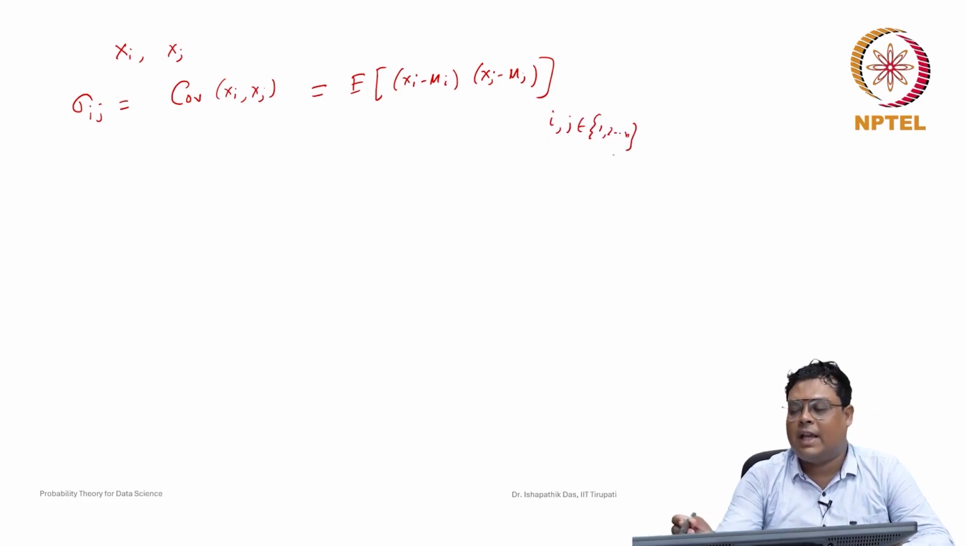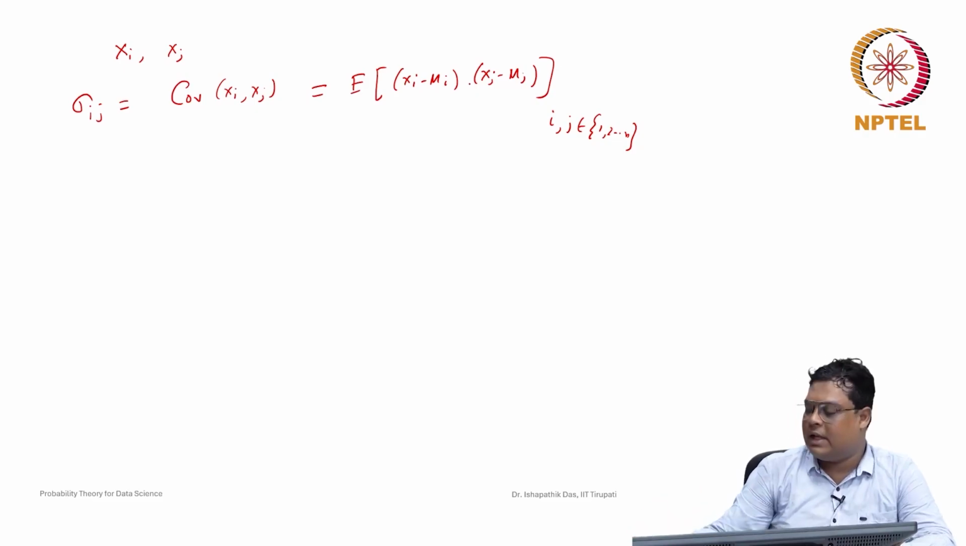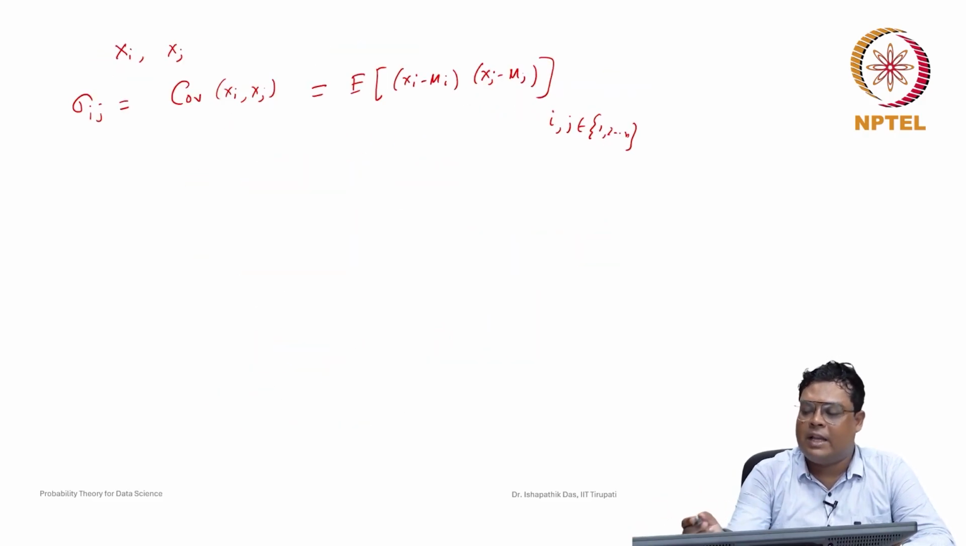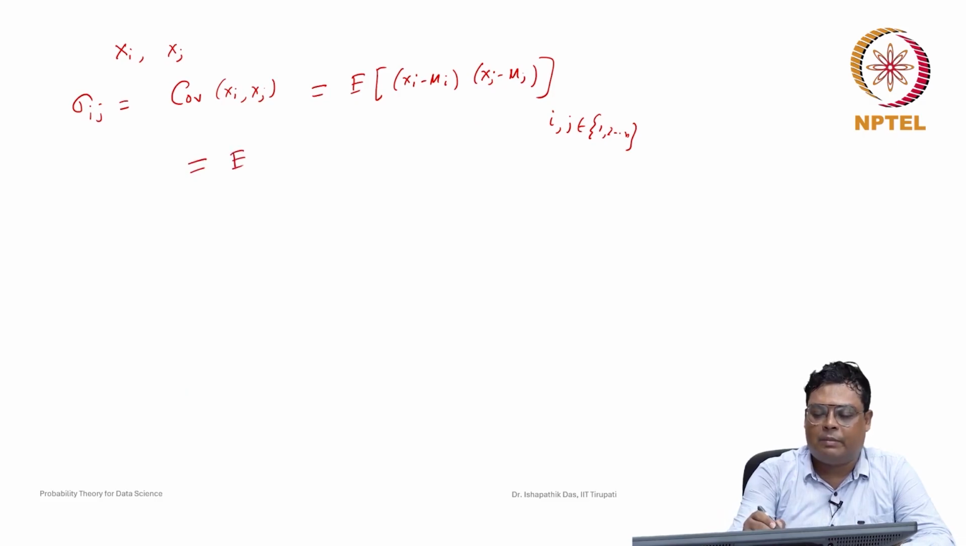So note that i and j can be equal also. In that case it will be expected value of (xi minus mu i) whole square, which is nothing but sigma i square, the variance. Whenever i is not equal to j, we get the covariance. It can also be simplified in this way: expected value of xi xj minus mu i into mu j. So this is the covariance.